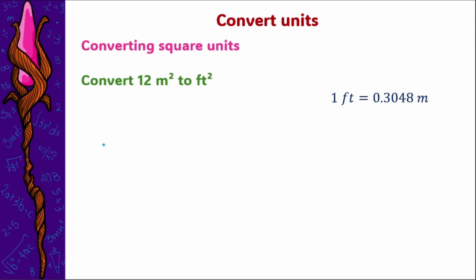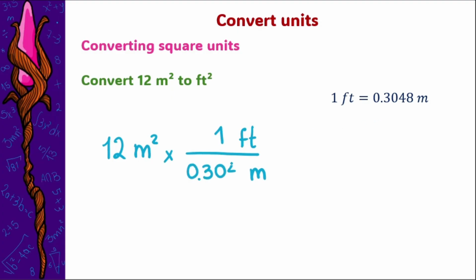For the last example, let's see how to convert square units. So for example, you have 12 square meters and you have the equivalence between feet and meters, but you also need square feet and you are going to multiply by the conversion factor. Meters are at the top, so we need to put it at the bottom, and feet at the top since we want the answer to be in square feet. 1 foot is 0.3048 meters, and this is the conversion factor.